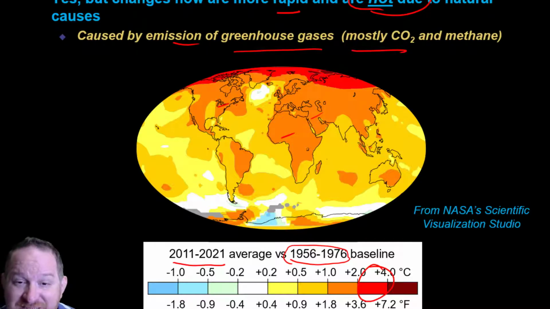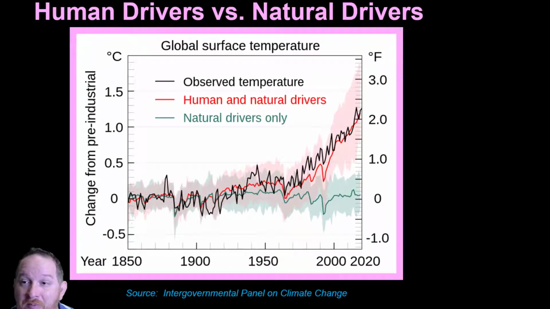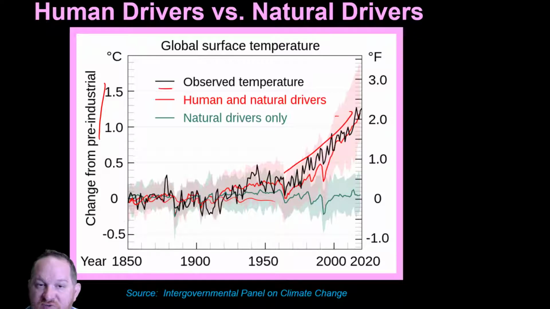So why is this a big deal? Well, because what we know is that there are human drivers and natural drivers to this climate change, right? And this chart does a great job of showing the difference. If you look down here, this is the change in temperature from the pre-industrial period. Well, notice that temperatures always kind of fluctuated a little bit, right? But once we get here, 60s, 70s, you can see a drastic change in the observed temperature, that black line. Well, what's causing that? Could it be natural drivers, or is there some human drivers?